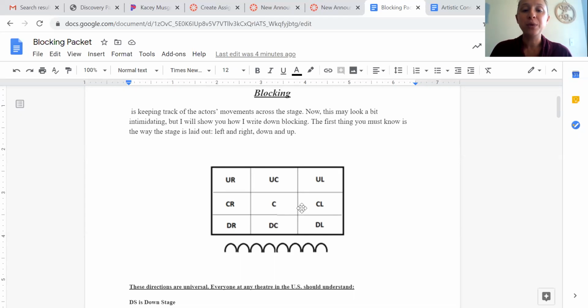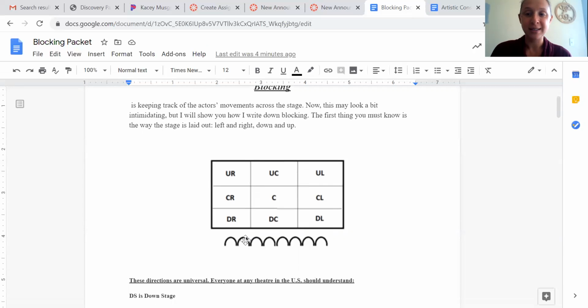Now up here, we haven't worked with these two a whole lot, but if this is center stage, you have center right and center left. So we're starting to get a little more specific in the layout of our stage, because you have to be as specific as possible when you are creating blocking. And then you have upstage, because if you have downstage, you have upstage. You have upstage center, up right, and up left. And then of course you have our apron that's left out on this diagram, but you know where it is.